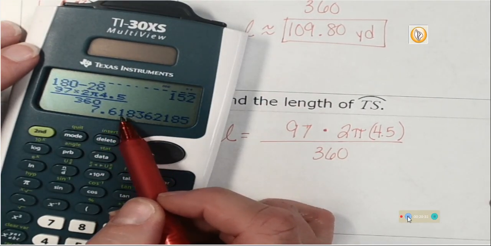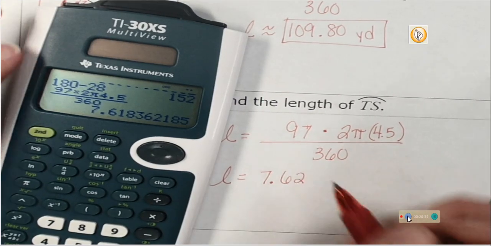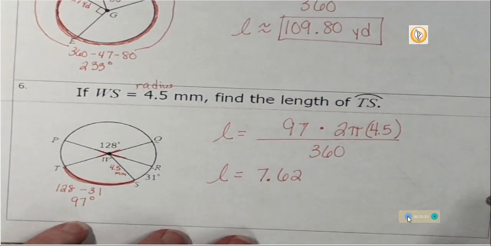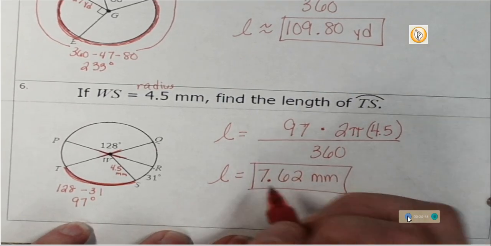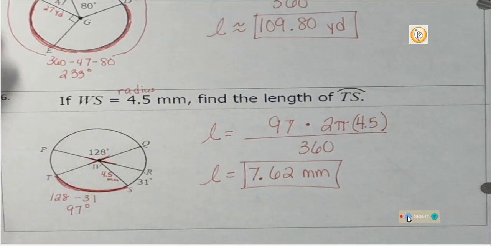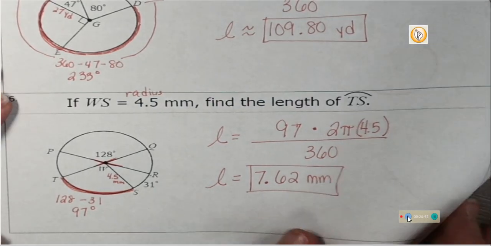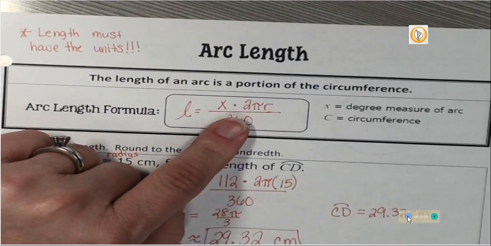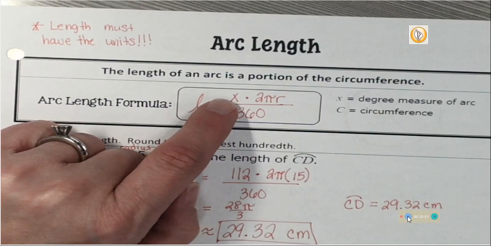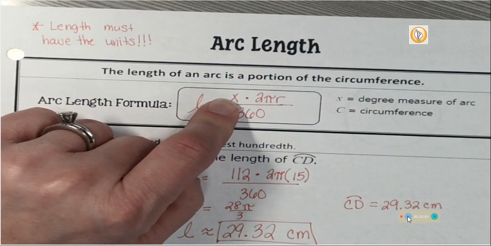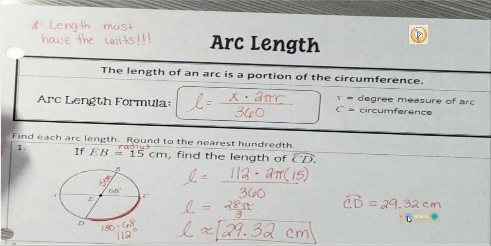What's an 8 going to do to that one? It's going to make it a 2. Now, what do you put behind 7.62? Millimeters. It does make a difference if it's millimeters, inches, degrees, whatever it is. So, for arc length, you're going to use this formula every time. You don't have to have it memorized. X is the degree measurement of the arc you're trying to find. R is going to be the radius of the circle you're looking at.